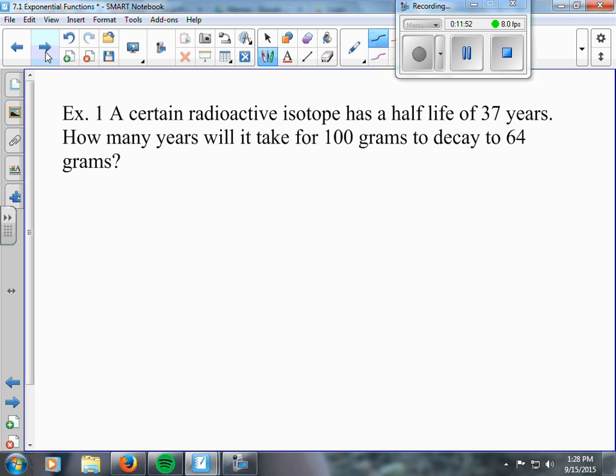Our first example is a half-life one. So I'm going to write down A equals P times 1/2 to the T over H. So it says that a certain radioactive isotope has a half-life of 37 years. How long for 100 grams to decay to 64 grams? So that would mean that I initially had 100 grams.